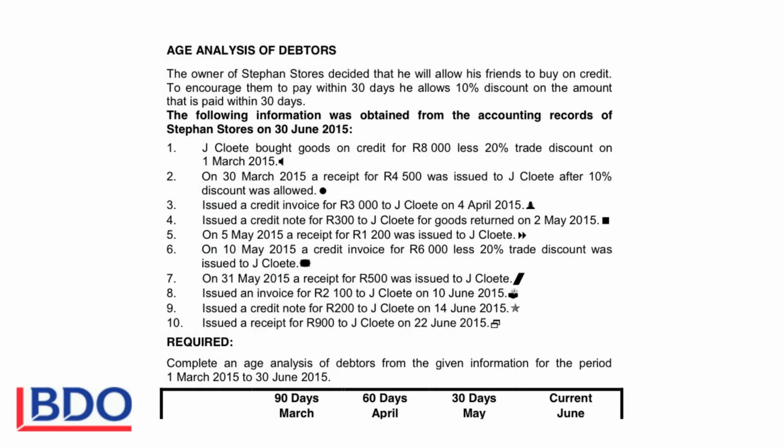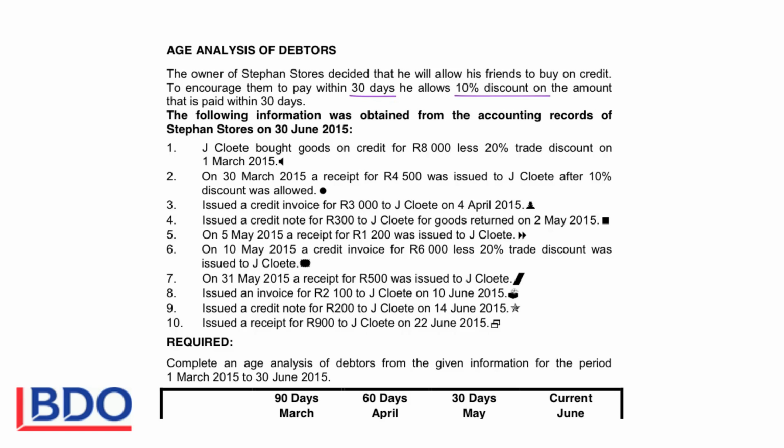Good morning. The owner of Stevens Stores decided that he will allow his friends to buy on credit. To encourage them to pay within 30 days, he allows a 10% discount on the amount that's paid within 30 days. So he is trying to see if he can obtain money within 30 days, even if he has to give them the 10% discount. The following information was obtained.